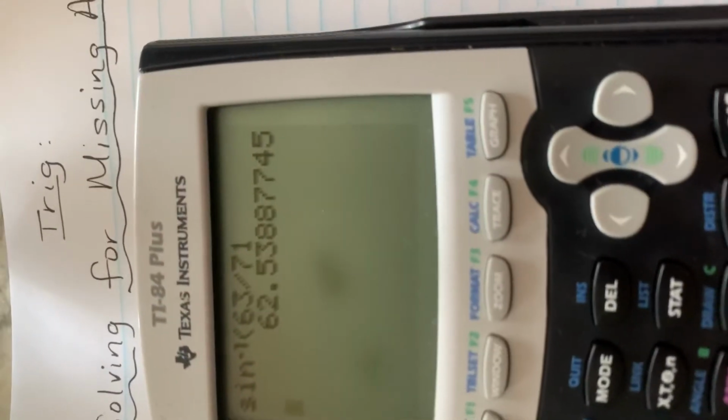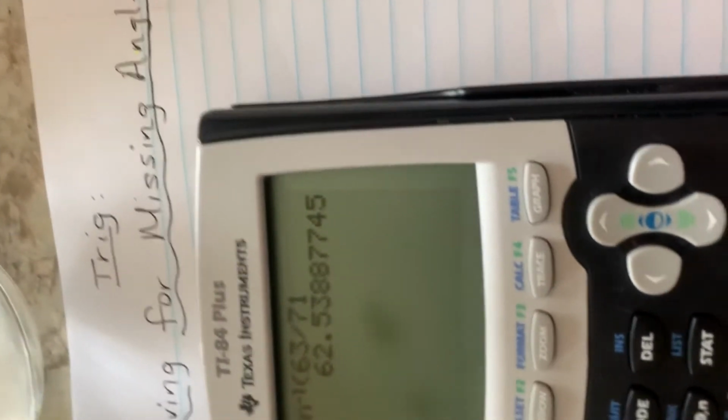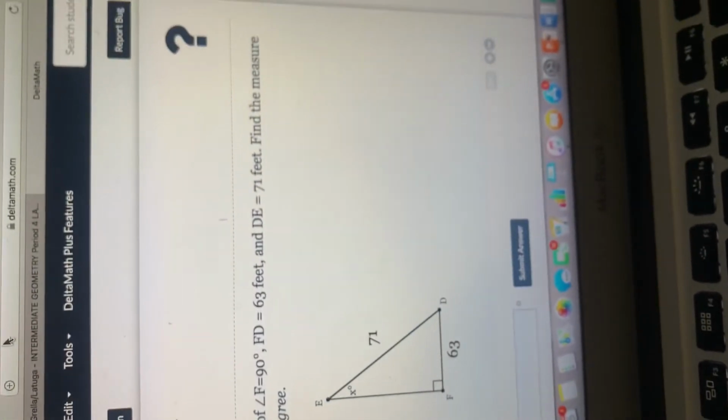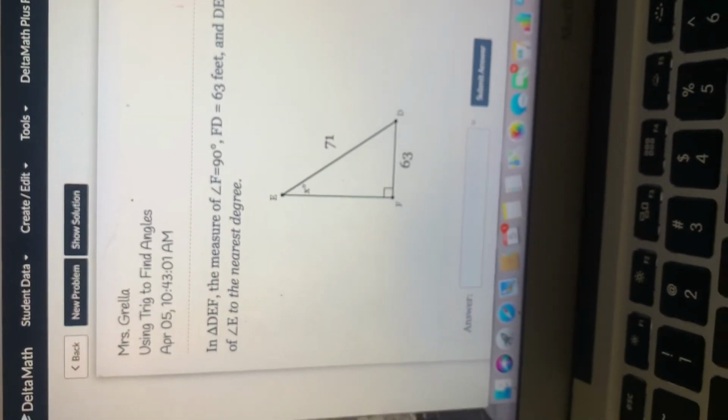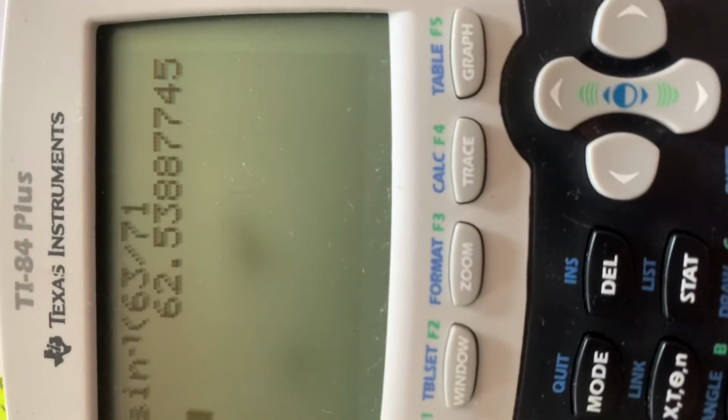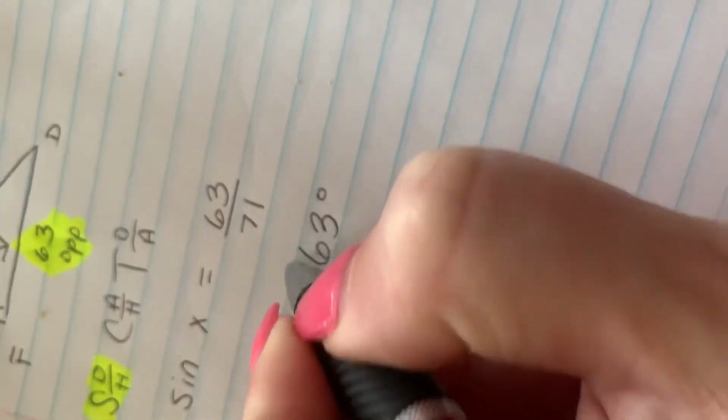So our angle is about 62.5. Let's see what they want us to round to here. It said, find the measure of angle E to the nearest degree. So if our angle is 62.5, that's approximately 62 or 63? I would say 63. So it would be 63 degrees.